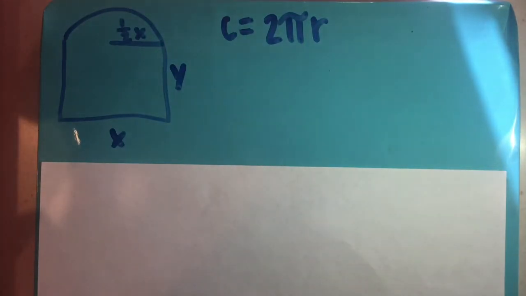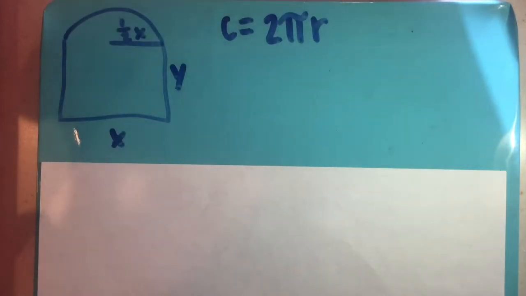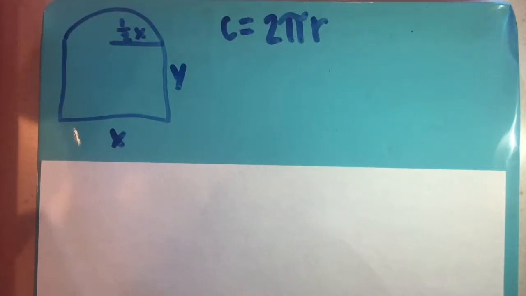We're going to label the bottom as X and the side for the height as Y. And then for the semicircle, for the radius, in the problem it is told that the diameter is the same as the bottom, so the radius is going to be half of it, so 1/2 x. And the first step we are going to do to solve this problem is find an equation for the perimeter.